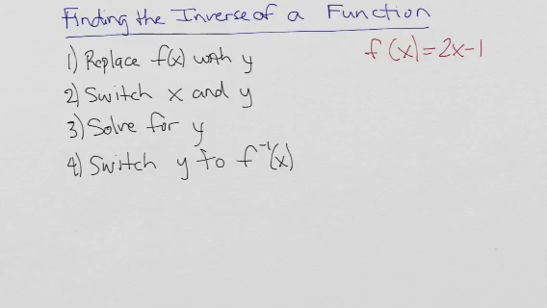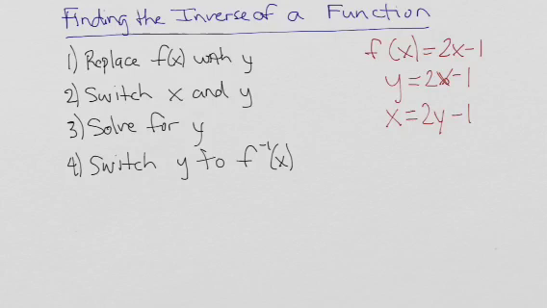Alright, so the first step is to replace f of x with y. So I'm just going to change this to y equals 2x minus 1. Second step is to switch x and y. So the x takes the y spot, and the y takes the x spot.